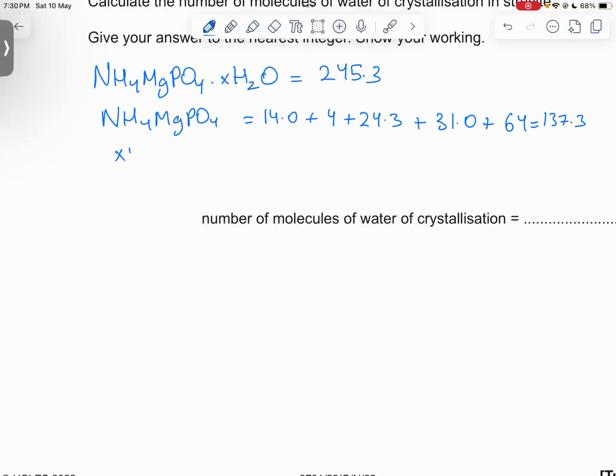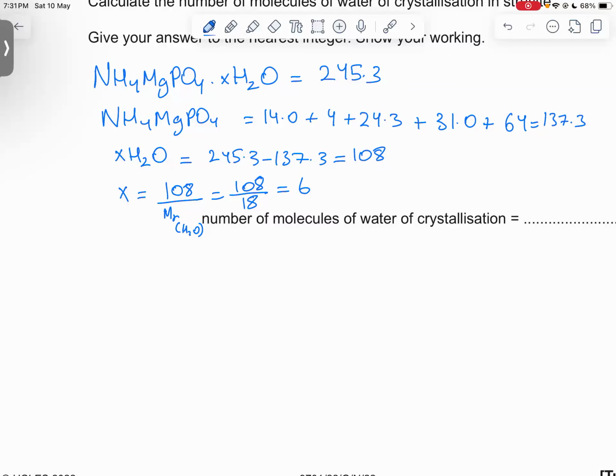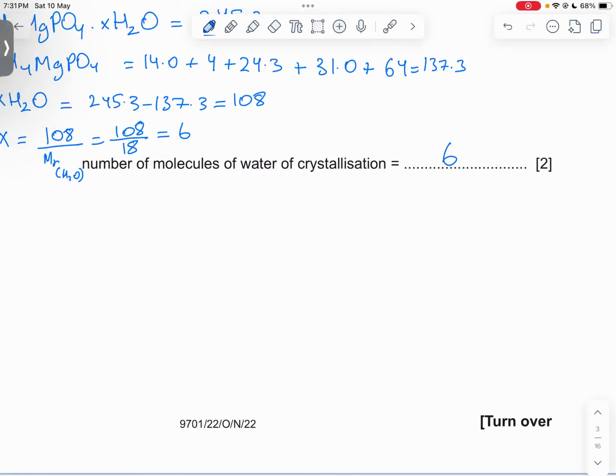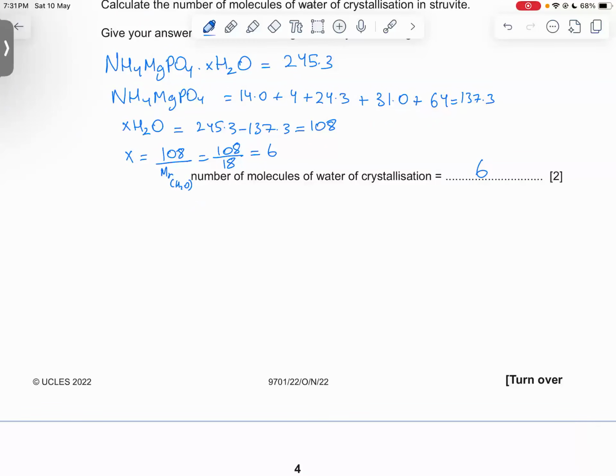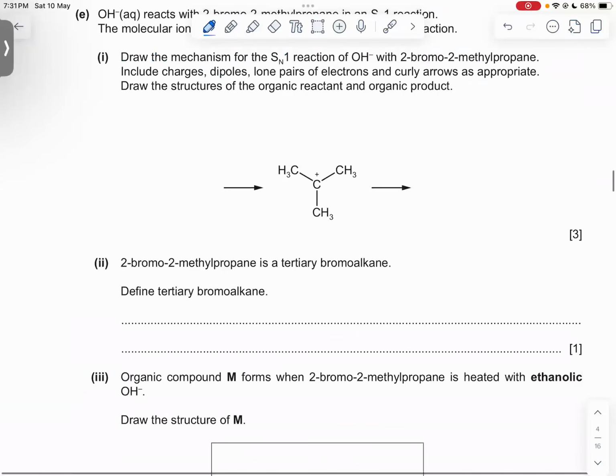137.3. So the mass of XH2O would be 245.3 minus 137.3. 245.3 minus our answer, we get 108. X is the value of how many moles of H2O, so we just have to divide it by the Mr of H2O, which is 18. So it is 108 divided by 18. 108 divided by 18 gives us exactly 6. So our answer over here is 6. I hope that makes sense. Okay. Next question then.